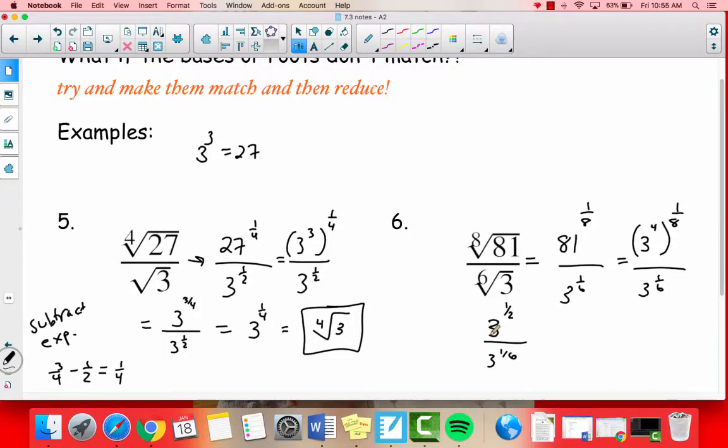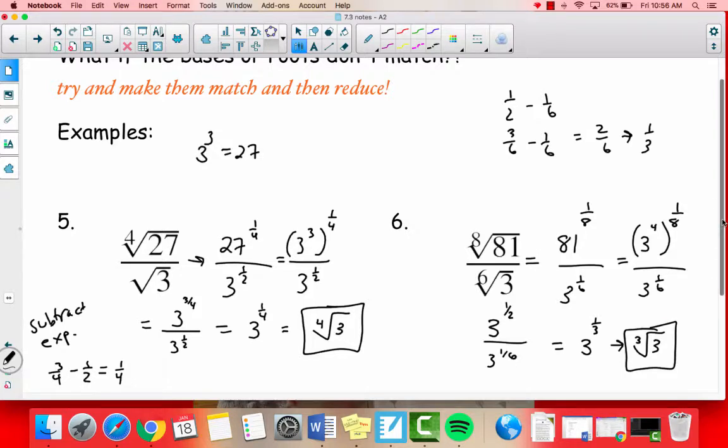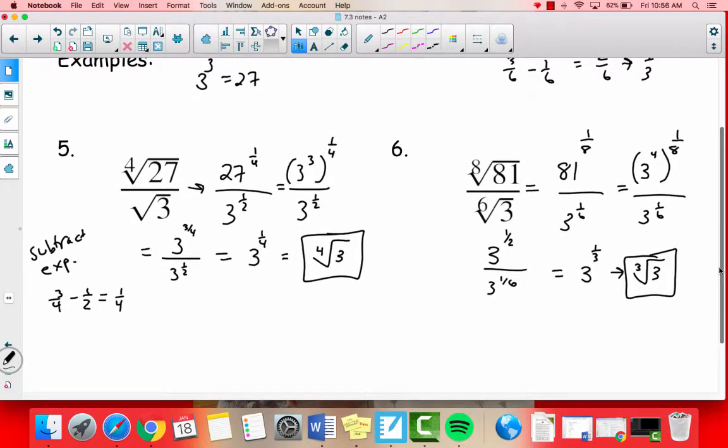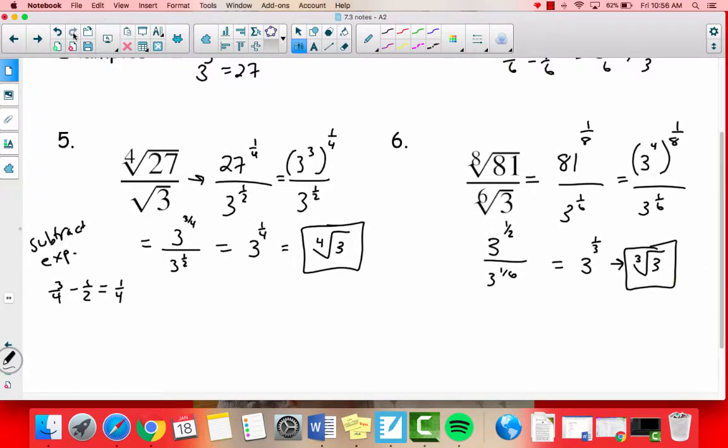And then just like number 5, my bases match. So I'm going to leave my base the same and then subtract the exponents. 1/2 minus 1/6, that's the same as saying 3/6 minus 1/6, and that gets us 2/6. And you can reduce that down to 1/3. So 3 to the 1/3 power. And because I started in radical form, remember, change it to radical form here. So that would be the cube root of 3, and you would be done. Okay, so change it to exponential form, see if you can reduce it, and then at the end make sure you switch back to its original form.